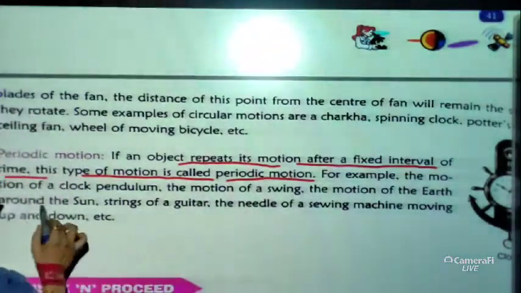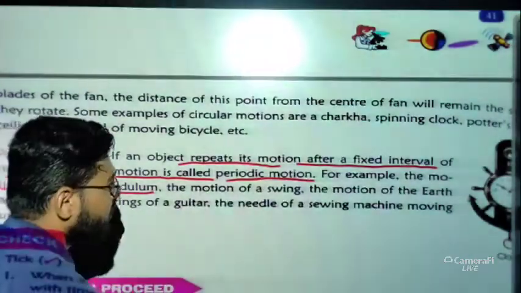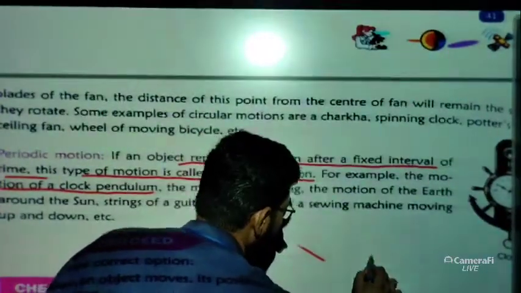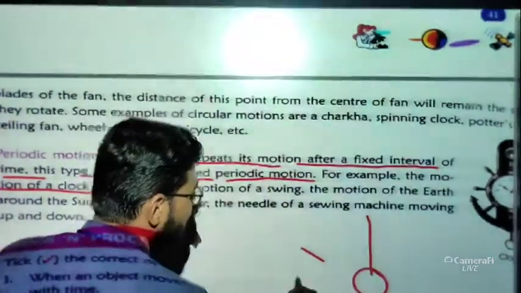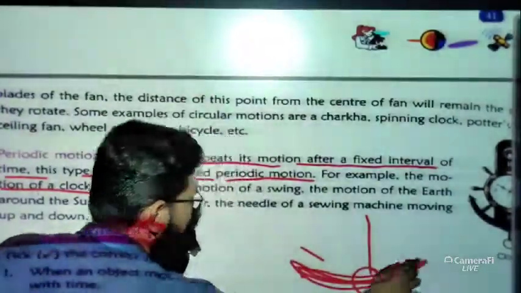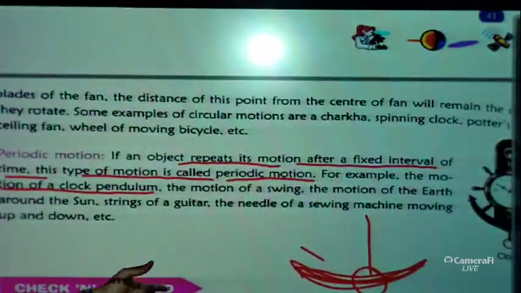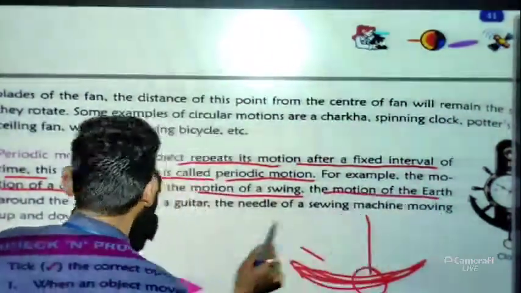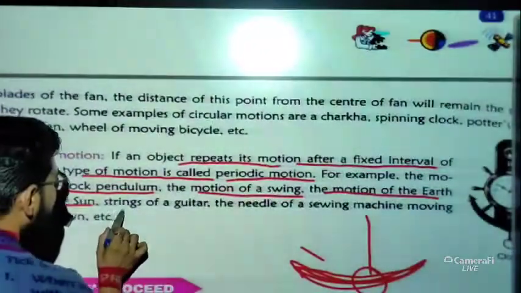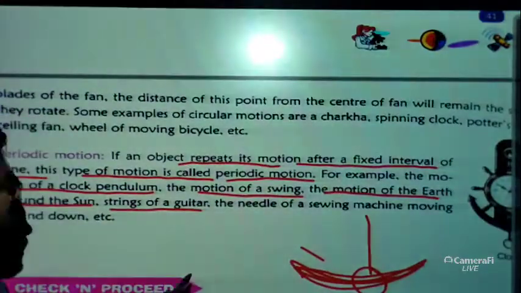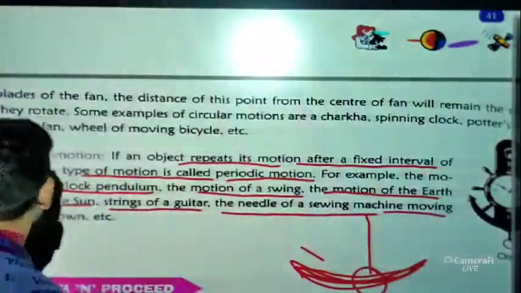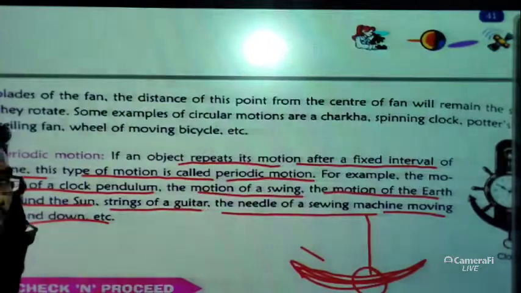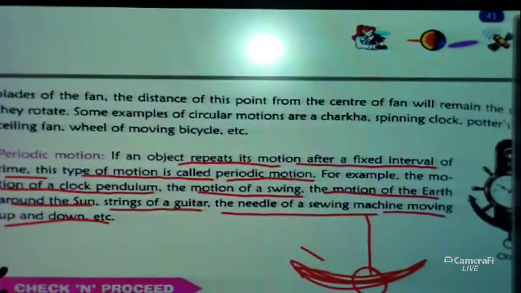For example, the motion of a clock pendulum. All of you have seen the clock pendulum. A bob is there like this, and it will move this way, a to and fro motion. So this motion we can call periodic motion. The motion of a swing, the motion of earth around the sun, strings of a guitar, the needle of a sewing machine moves up and down like this. All these things are a kind of periodic motion.